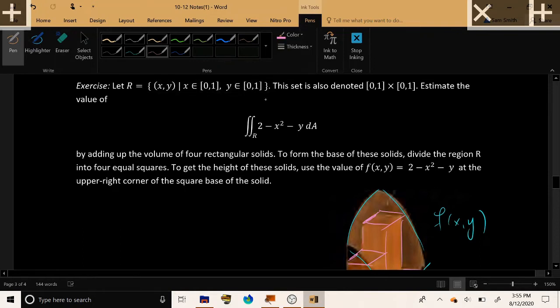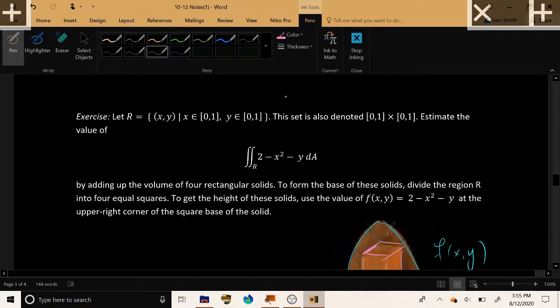And this kind of rectangular set is going to come up pretty often. We're going to call this set [0, 1] times [0, 1], x's cross the allowed y values. Let's estimate the value of the double integral over the region R of the function 2 minus x squared minus y.